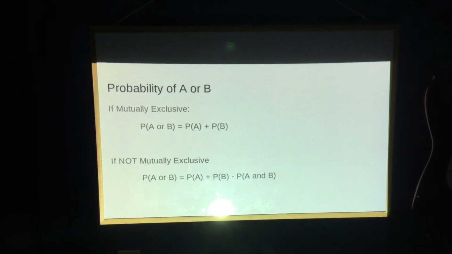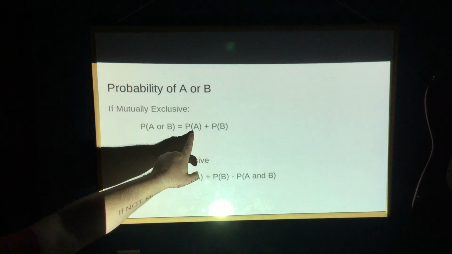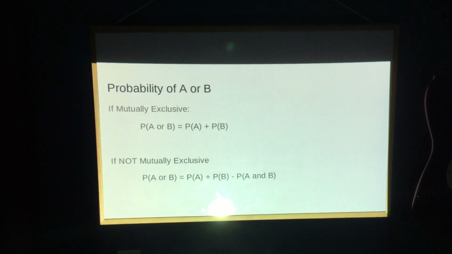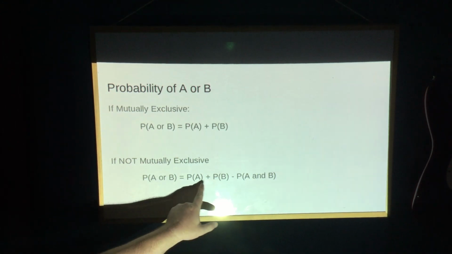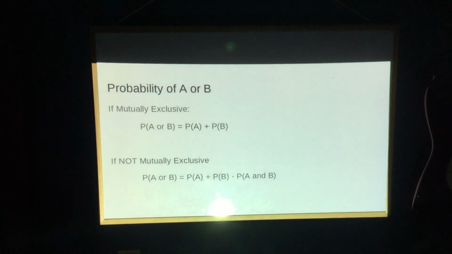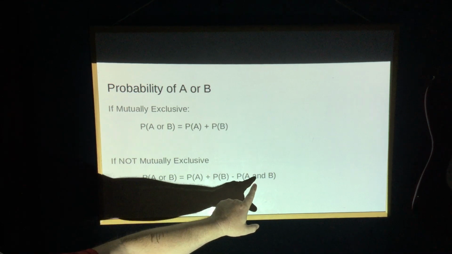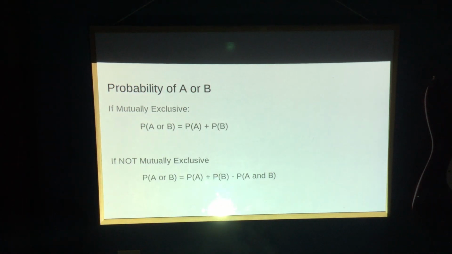If they are mutually exclusive, you simply take the probability of the first one and add it to the probability of the second one. If they are not mutually exclusive, again, that can be called mutually inclusive, you add the 2 probabilities just like you did up here, but you have a third step. You have to subtract the probability that they happen at the same time.